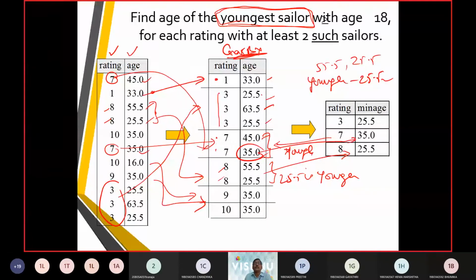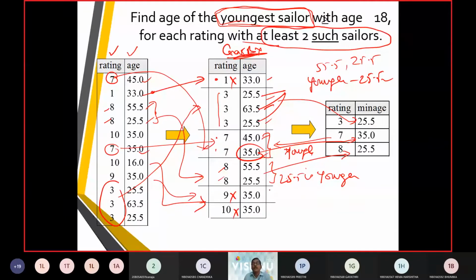So next one, 25, 65 and 25. In this again we are going to get a 25. Now, should we consider 1? No. Should we consider 9? No. Should we consider 10? No. Why we are telling no here? The condition was at least 2 such sailors. This is foremost importance here.